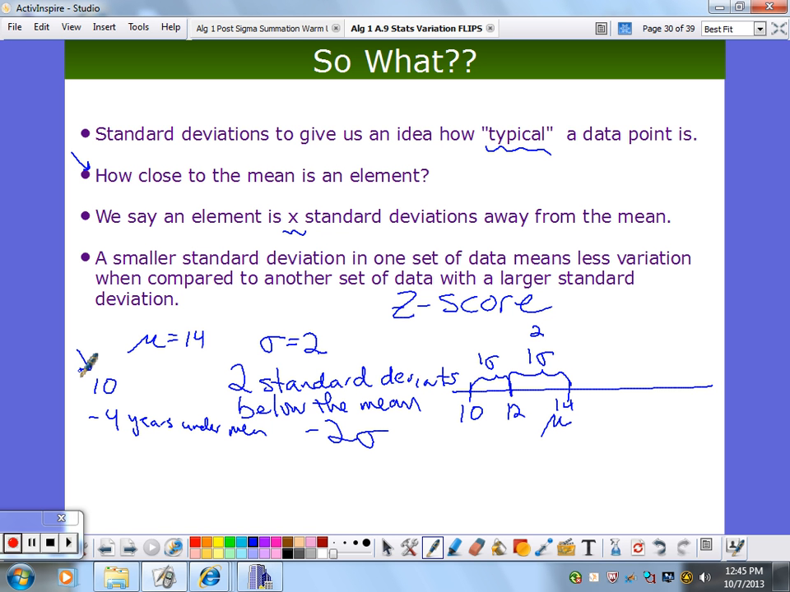I'm trying to figure out a continuum. It's a number line. What would be one standard deviation above my mean of 14? 1 sigma. How old would somebody be? 16. How'd you get 16? Because you added a sigma. So somebody who is 16 is now 1 standard deviation above. How old is somebody who is 2 standard deviations above?